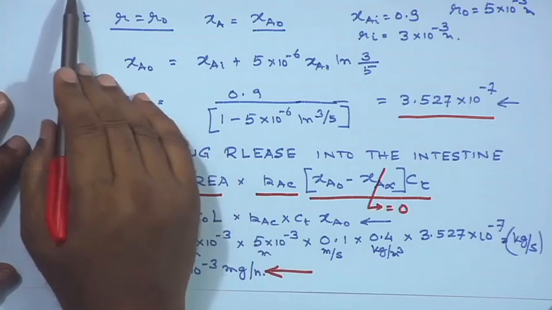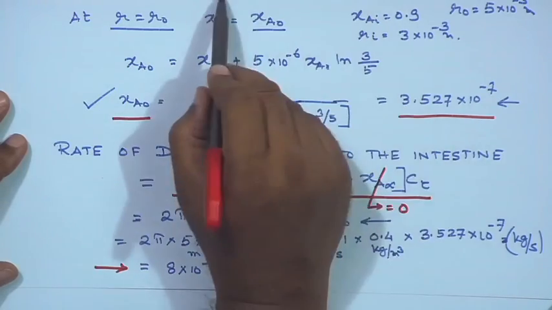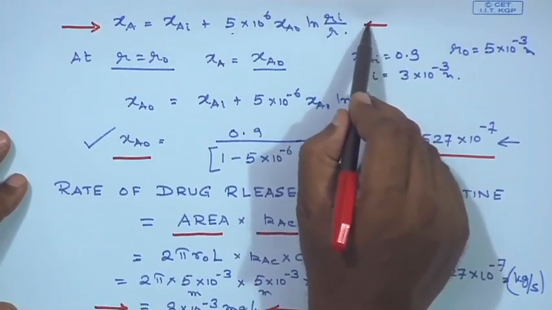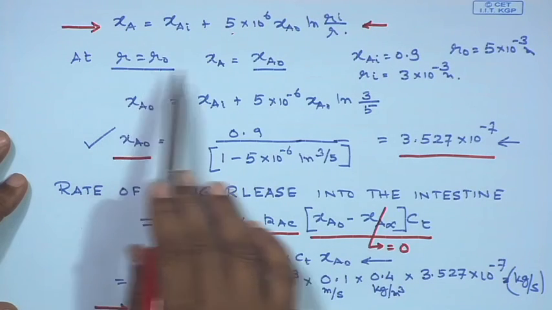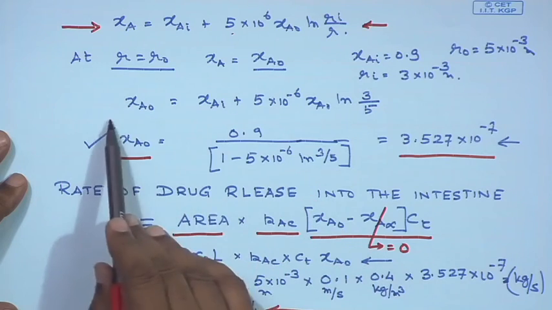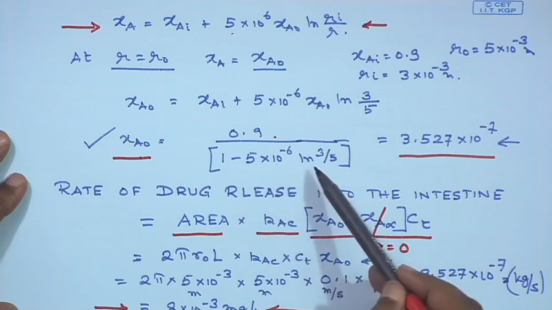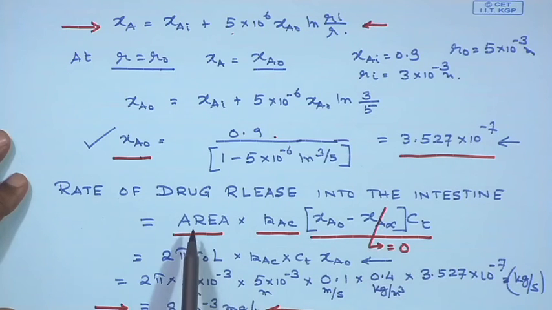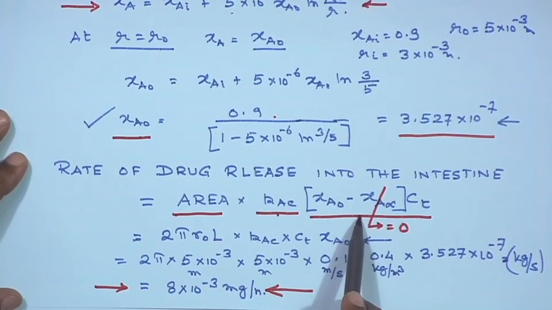So, we have obtained this as the concentration profile. After plugging the numbers in, we have obtained the concentration distribution, and since we know at r equals R naught, x_A is equal to x_A naught, we obtained the numerical value of x_A naught after putting in the values that we know. The rate of drug release is simply the product of area, the convection coefficient, and the concentration distribution.